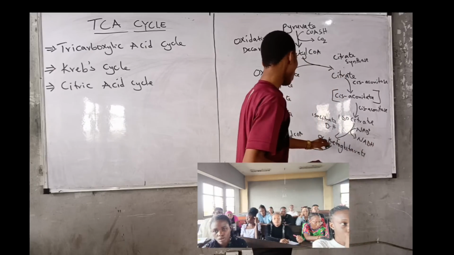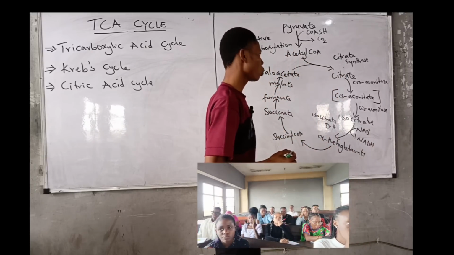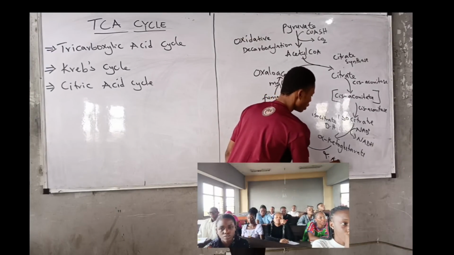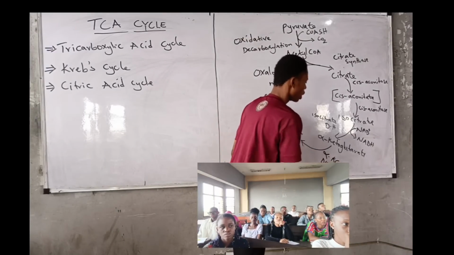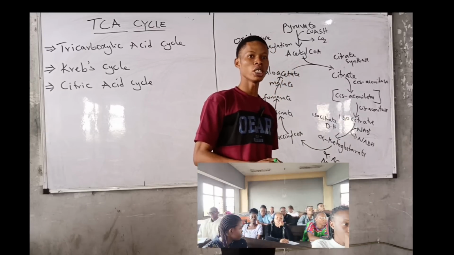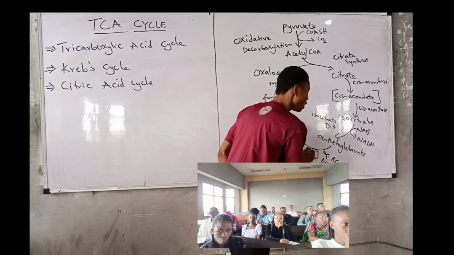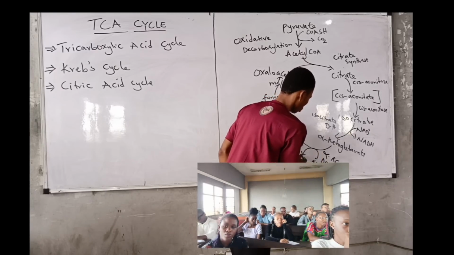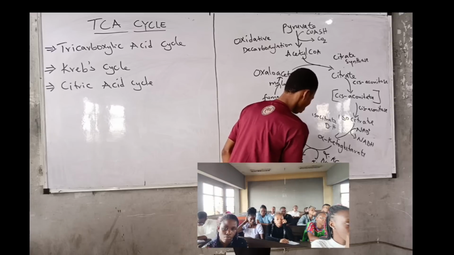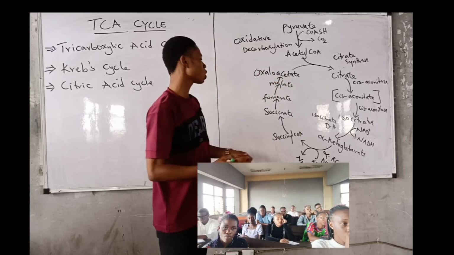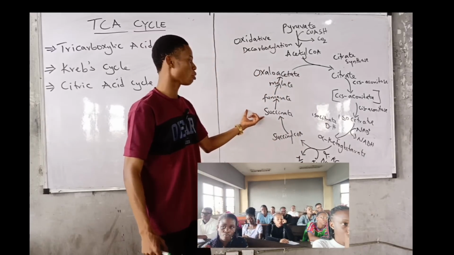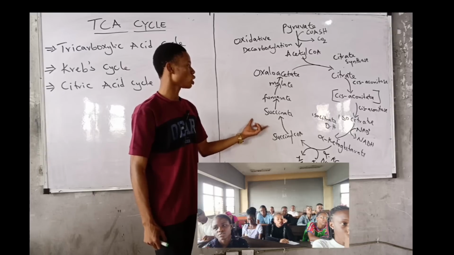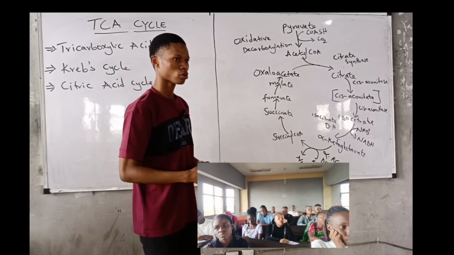Now from alpha-ketoglutarate to succinyl-CoA, what is the name of the enzyme catalyzing that reaction? Alpha-ketoglutarate dehydrogenase. And just like I said, dehydrogenase, what is produced here? NAD+ is converted to what? NADH. Good. Now from succinyl-CoA to succinate, what would be the name of the enzyme?